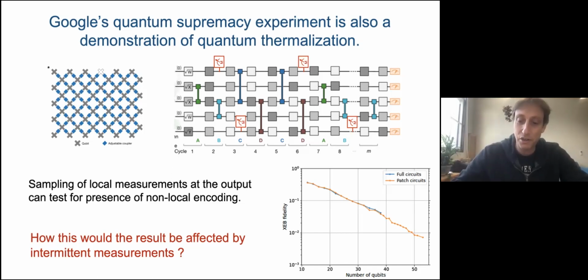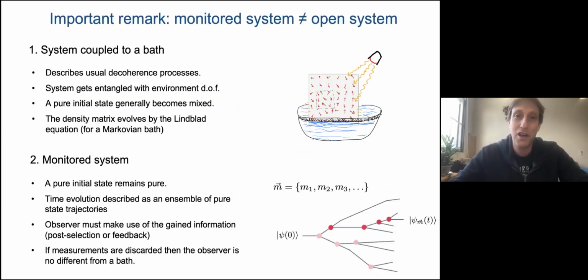And before I show a theoretical model that can address such questions, I want to make an important remark on what is a monitored system and how it differs from an open quantum system. Because I'm guessing that more of you are familiar with open quantum systems, systems with a bath, than with monitored systems. And sometimes there is confusion that a monitored system is just one kind of open system, and it's described by somehow the same kind of maybe Lindblad time evolution, but it's not the case. I want to make a sharp distinction, at least in what I call a monitored system.